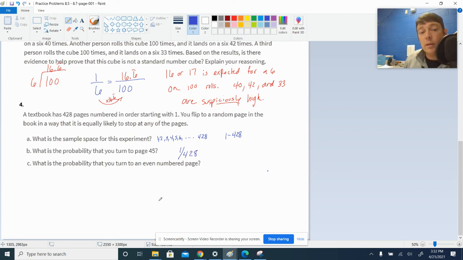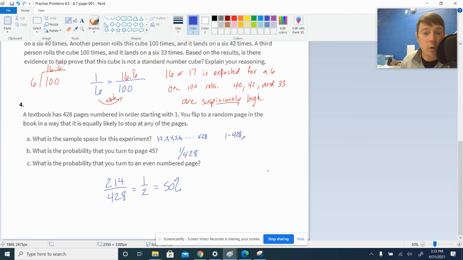What is the probability that you turn to an even numbered page? Well, between 1 and 428, there's the same number of evens as there are odds in that list. So really, you just split that in half. You've got 214 out of 428 ways, right? Because half of 428 is 214. So you've got a 50% chance of getting an even number and a 50% chance of getting an odd number because they're the same in each.